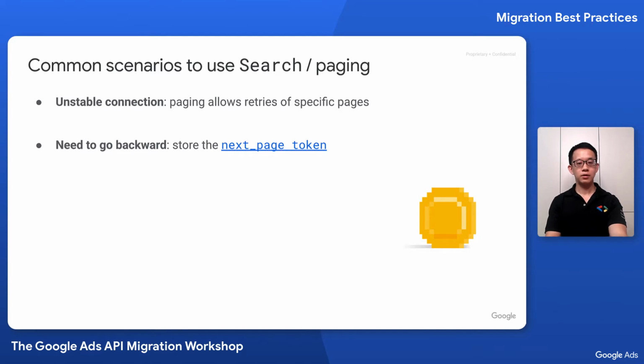The other scenario is when you want to go backward, like when you're creating a UI providing previous and next buttons for your users to navigate back and forward, and you cannot store all the results in your memory. Then when you use search, you can just download the rows that are needed in a particular page by using the next page token. And I will talk about this very soon.